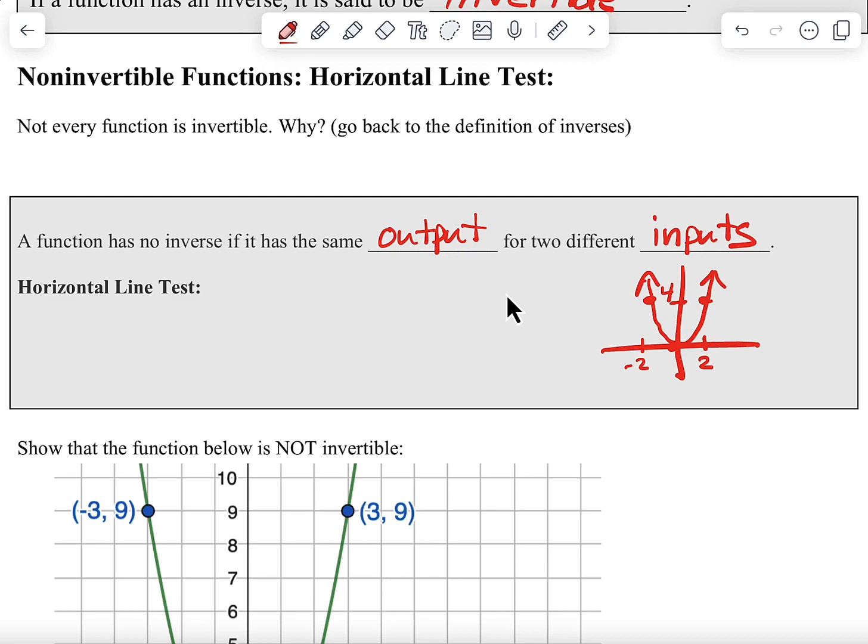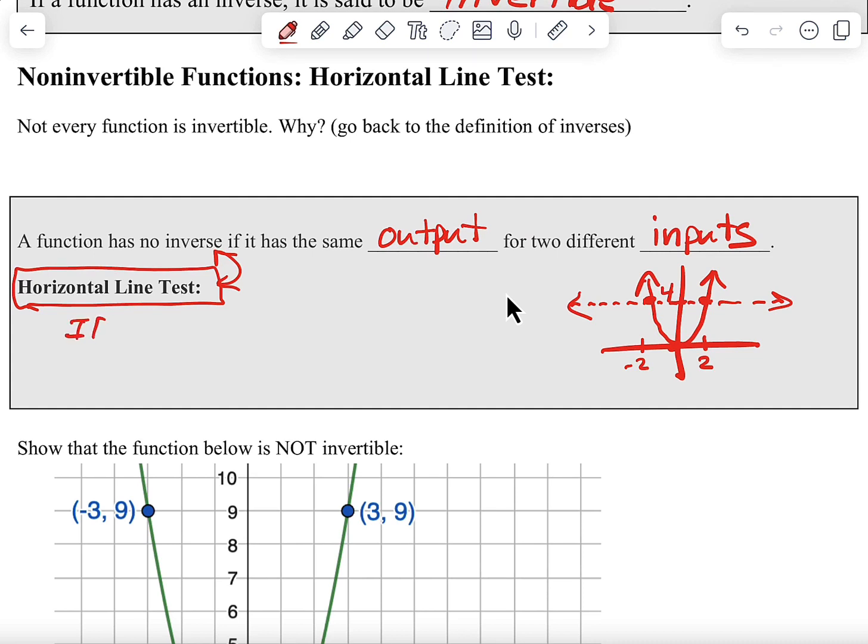And if that happens, then this does not have an inverse that's a function. It's going to violate this test. This is a new test for checking for invertibility. So if you want to check for invertibility, you do a horizontal line test. You put a horizontal line through here. And if a horizontal line intersects a function in two places, then it has no inverse function.